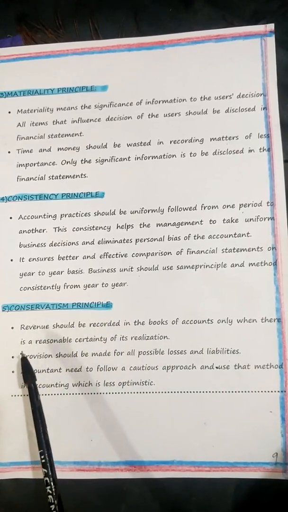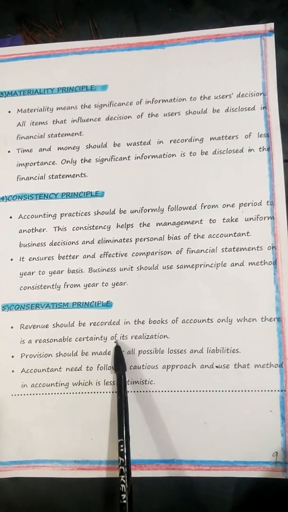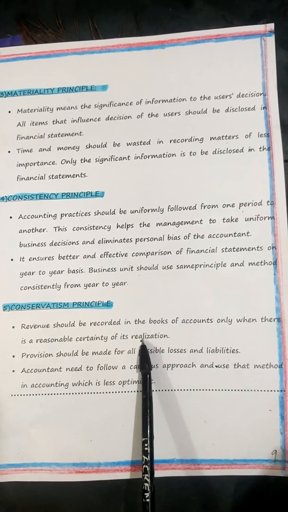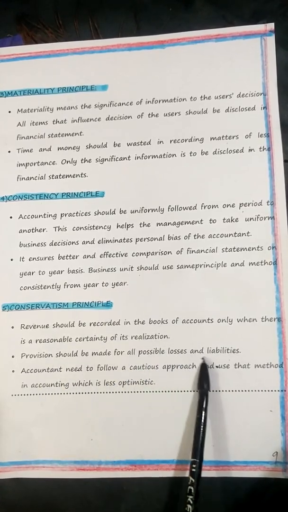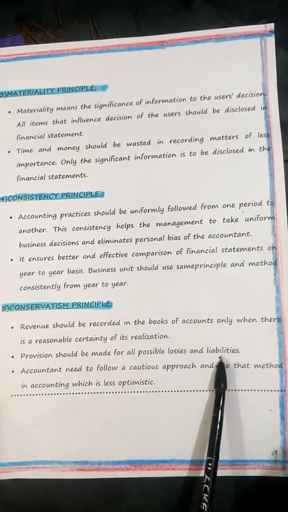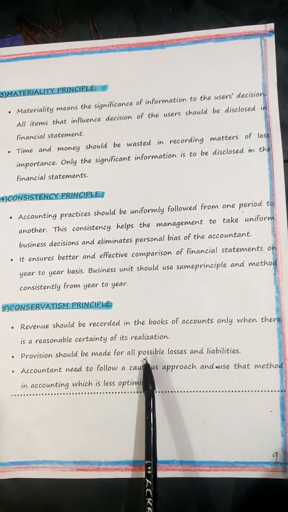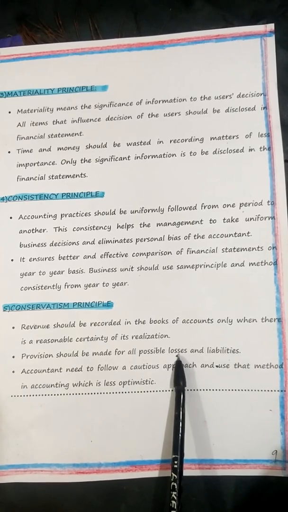Conservatism principle. Revenue should be recorded in the books of accounts only when there is a reasonable certainty of the realization. What is realization? Actualization. Actually happening is called realization. Provision should be made for all the possible losses and liabilities. First, you make provision for losses and liabilities. Gains and assets will be taken care of. I repeat, once you are very alert and cautious about losses, profits can be made easily.